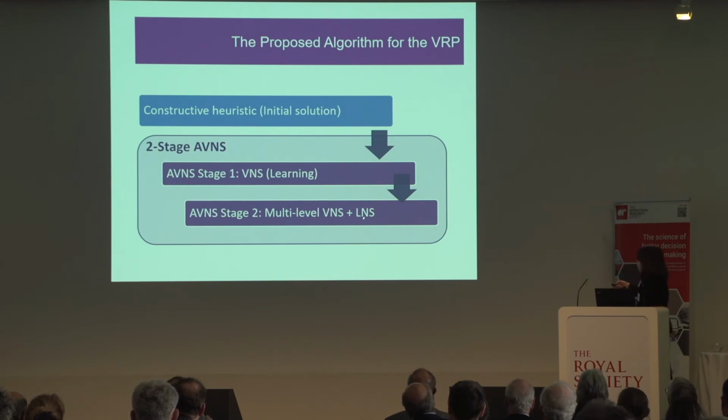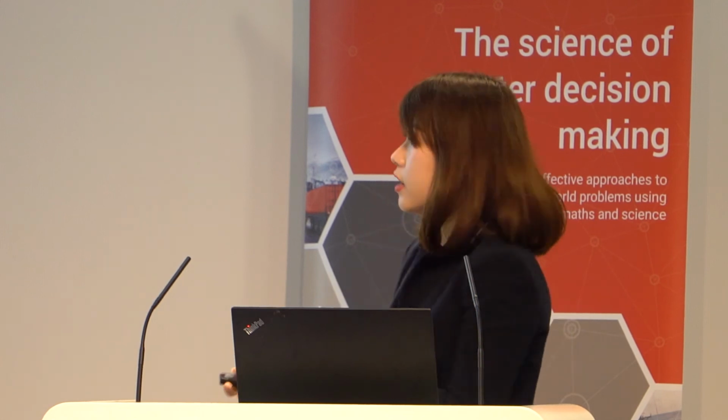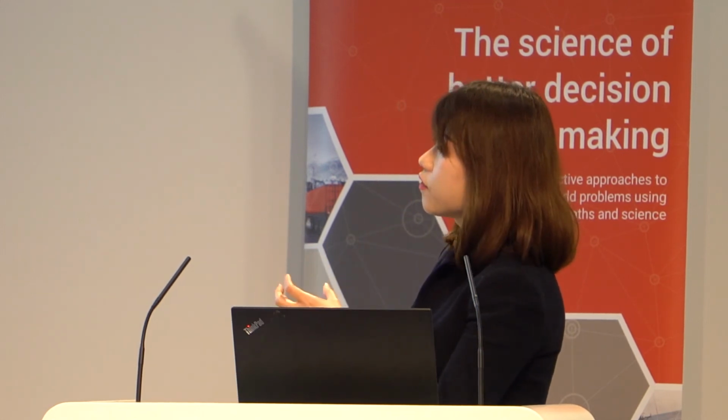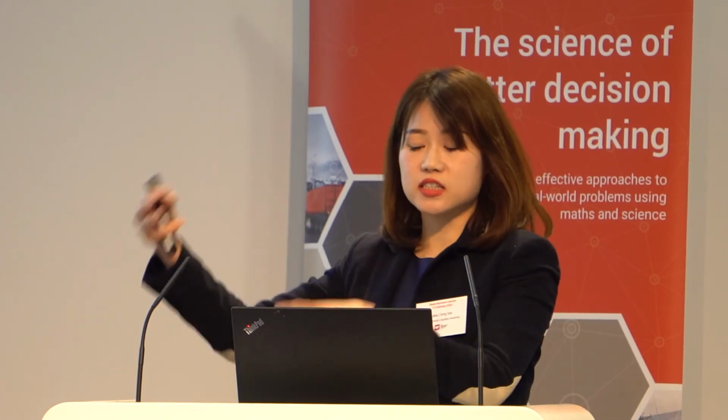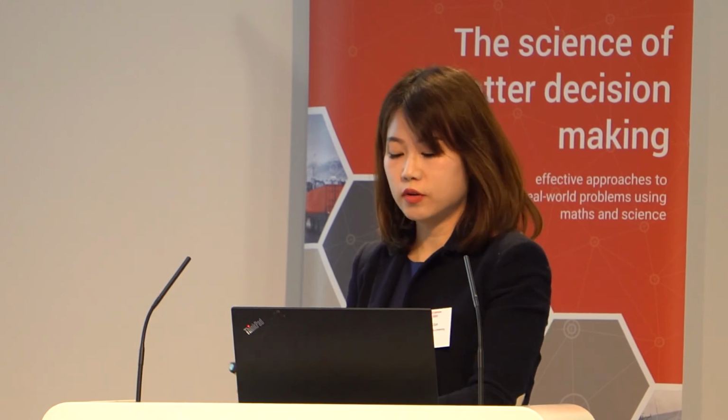So in the large neighborhood search, there are two phases: destroy and repair. In the destroy phase, a certain set of customers will be withdrawn, and then in the repair stage, we will put the customers back into the solution with the hope that the solution can be further improved.